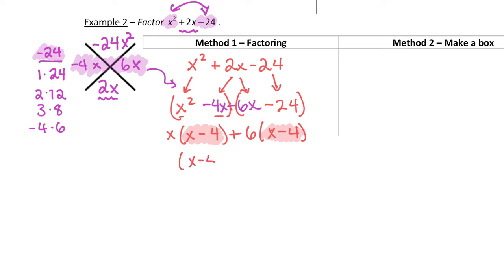Then I've got x minus 4. I'm going to factor that out. And then what's left over is that x plus 6. And that is my final answer. So how would we do this with the box method?